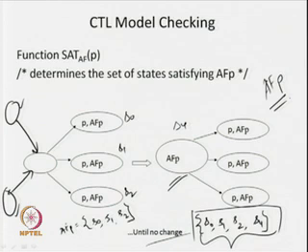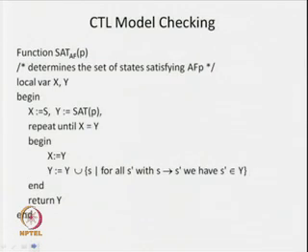Now, after having this concept, we can look for the algorithm. This is a simple algorithm. This set of AFP is going to determine the set of states where the formula AFP is true. Like the previous case, we take help of two variables, X and Y. First, we initialize X to all the states. Basically, this is the complete state space, so we initialize it to S.